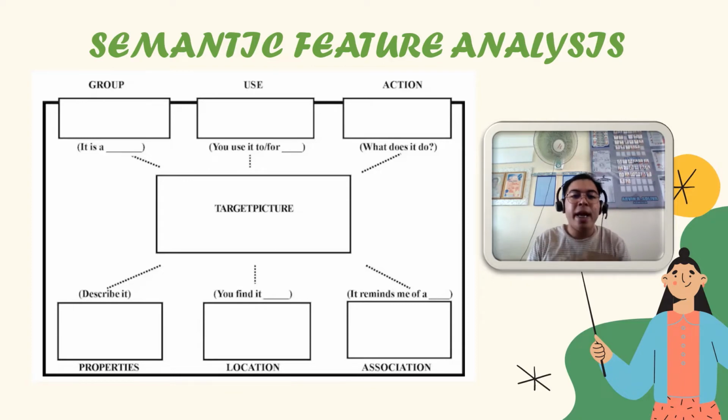Now, here's the thing. Once the picture is already in the middle, the person with aphasia will answer it. It is a, what is it, in a thing? You use it for, what does it do? Describe the picture. You find it where? Location, or where you can find it. It reminds me of a. So that means you are asking the person with aphasia what is meant by the picture, what's the function of the picture, what's the use of the picture, how it is used.